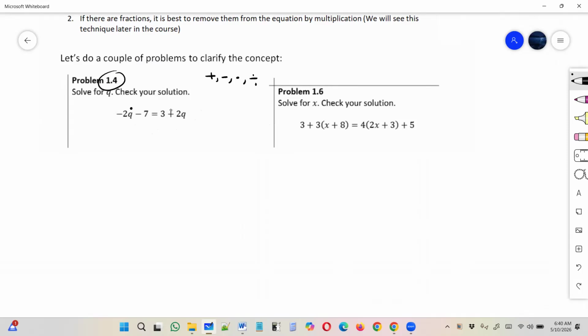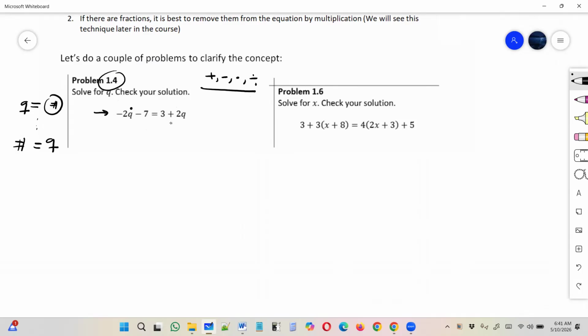And for the purposes of this video and all the other videos, I am always going to leave the variable on the left side, and I'm going to move the number to the right, okay, with these four operations. So when I look at this problem, just keep in mind that you can solve the problem by leaving the variable on the right and the number on the left. This is also okay.